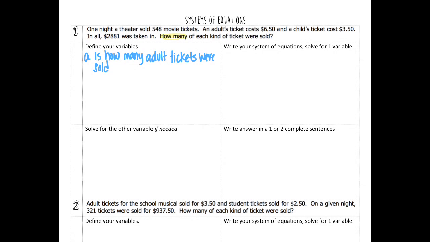Which means that C is how many children's tickets were sold.